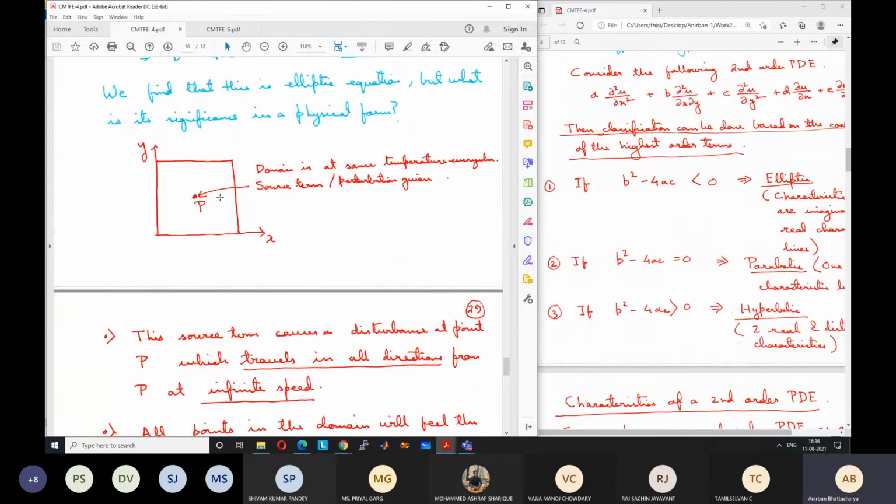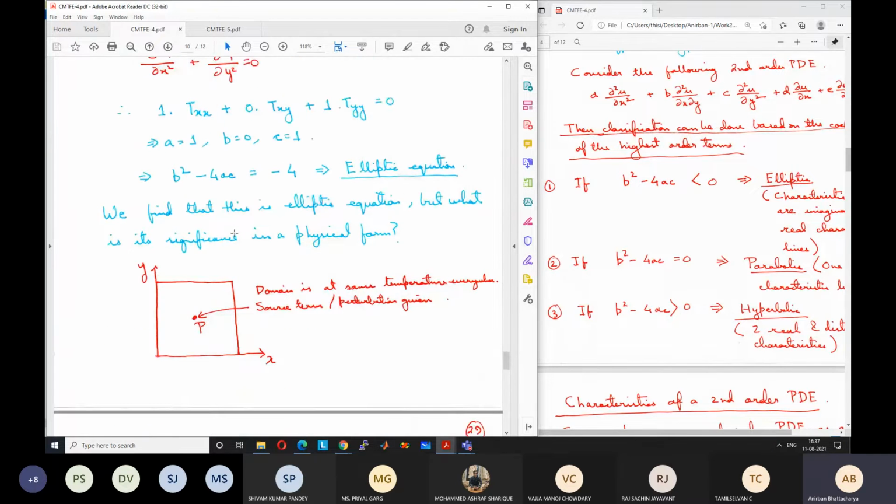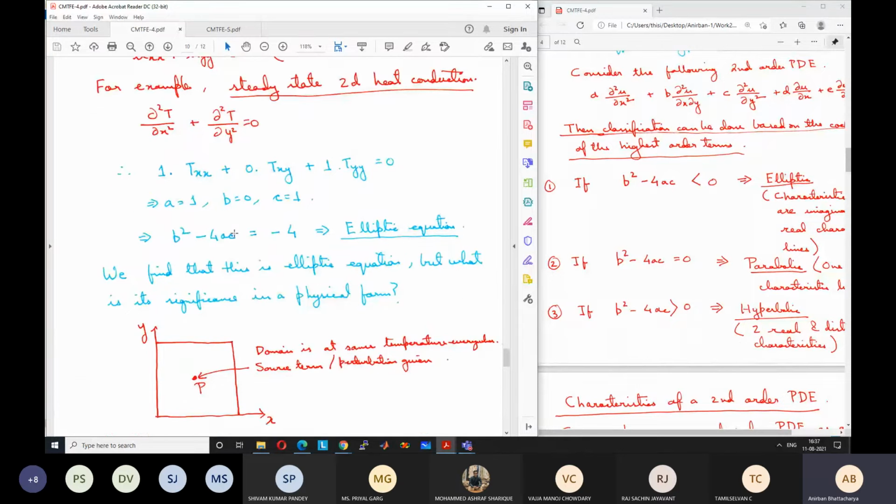Now you can say, sir, if we put a heat source, will it not take some time for the temperature to change at the other points? If I put a heat source here, and if it is a physical problem, with a metal sheet, it will take some time for the temperature at other points to change, right? That is true for a transient problem, but we are trying to find out the steady state solution. What will be the solution?